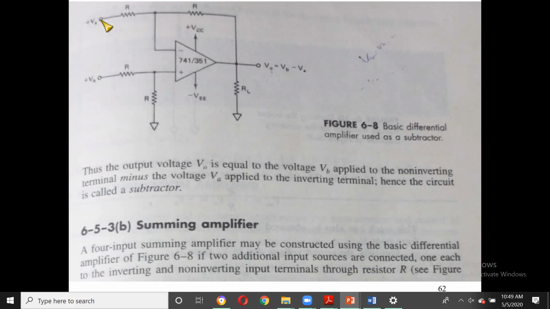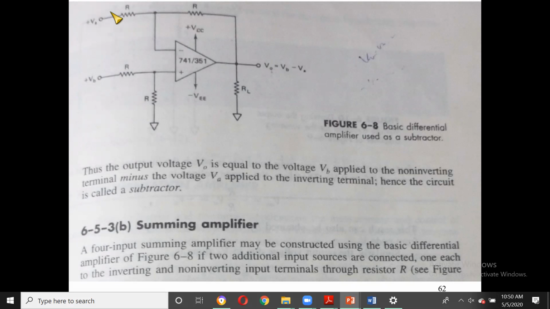Similarly, if you connect this to the ground and then give input here, it will act as a non-inverting amplifier. And if you give input here and connect this to ground, it will act as an inverting amplifier. So it's the combination of both of them. If all the resistors are the same, then we'll get V0 equal to VB minus VA. VB corresponds to the non-inverting amplifier configuration, and minus VA corresponds to the inverting amplifier configuration.